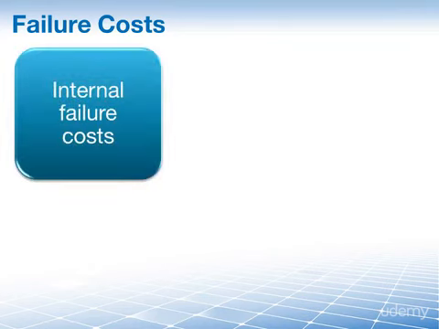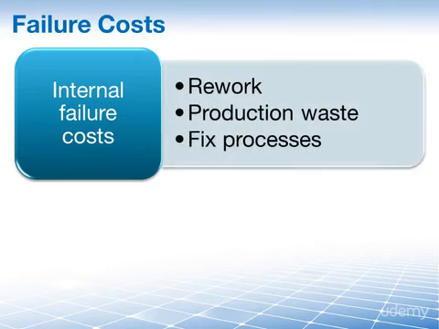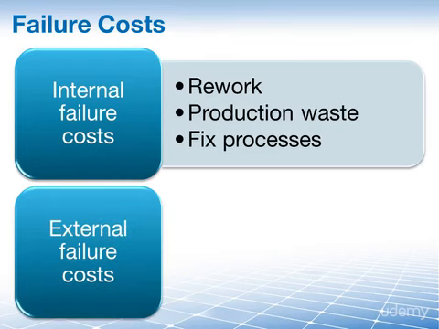We have the internal failure costs. These are failures found by the project and the project team. And some examples here are rework of products or components, production waste, or fixing processes that just aren't working out. And then, of course, if we have the internal failure cost, we have the external failure cost as well.